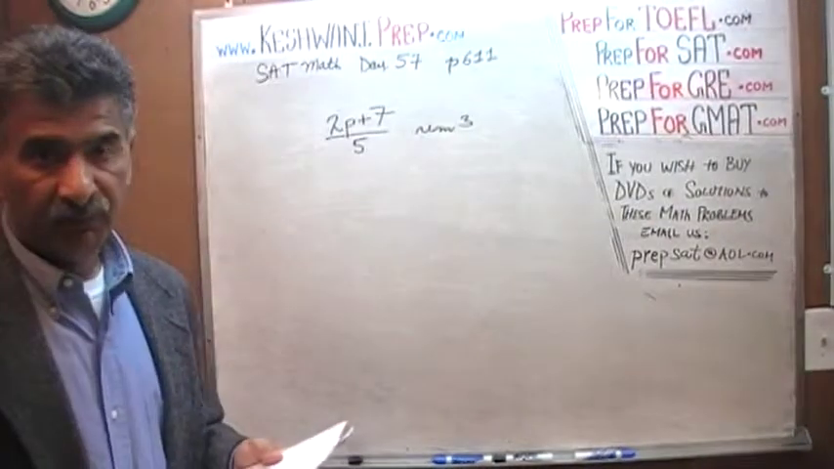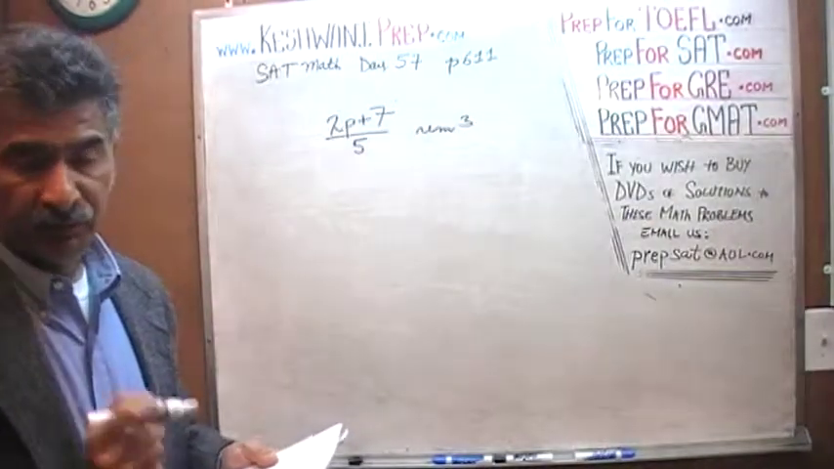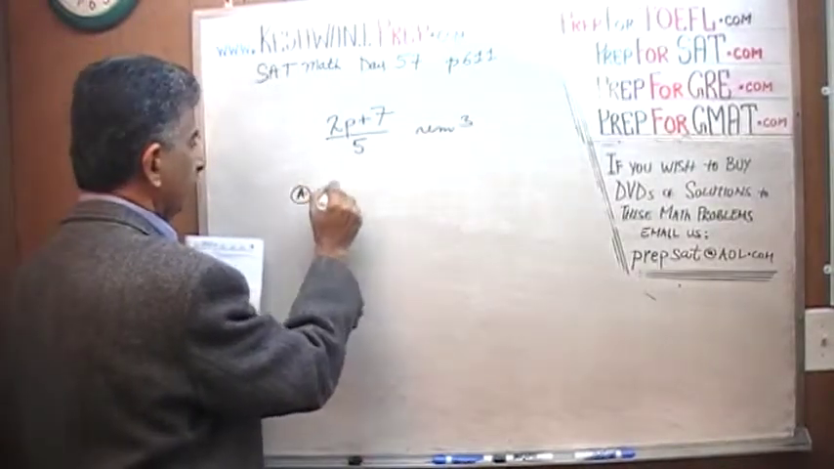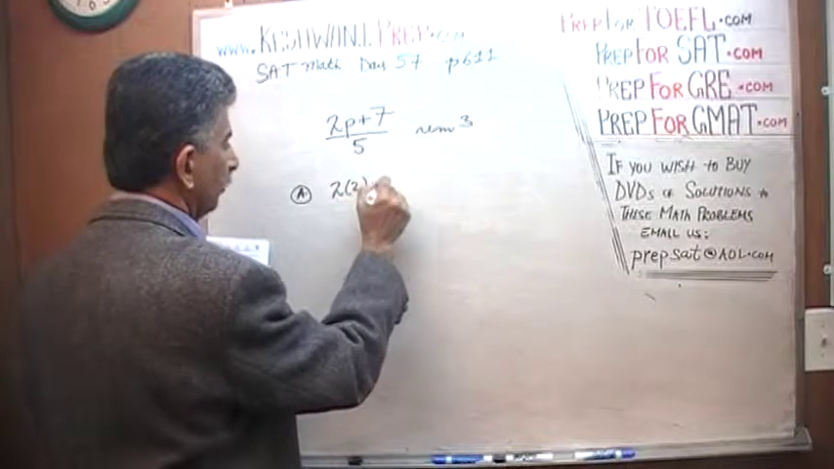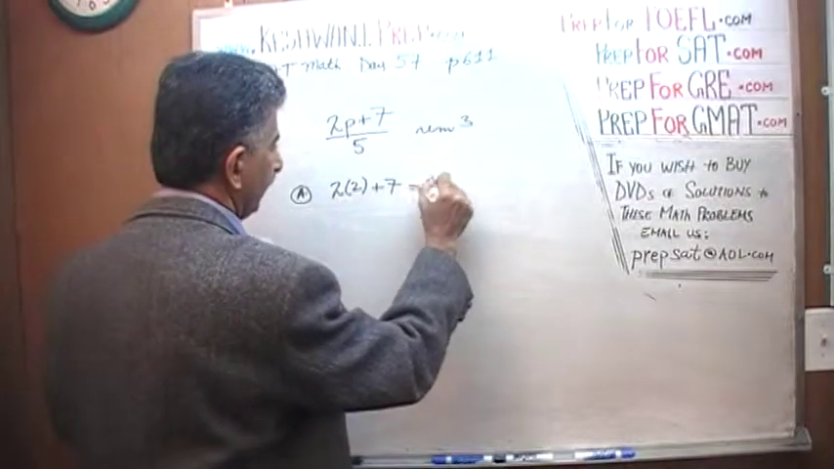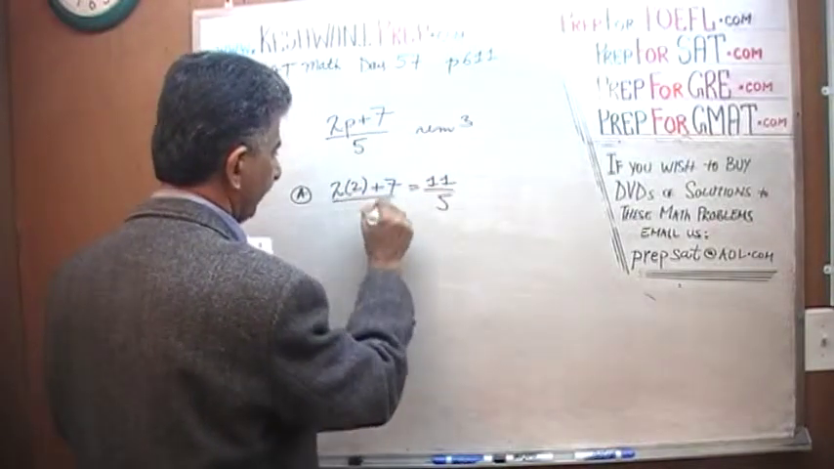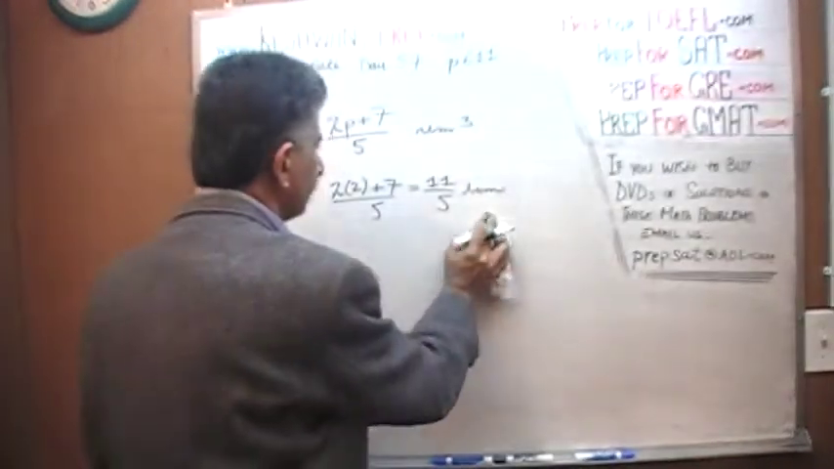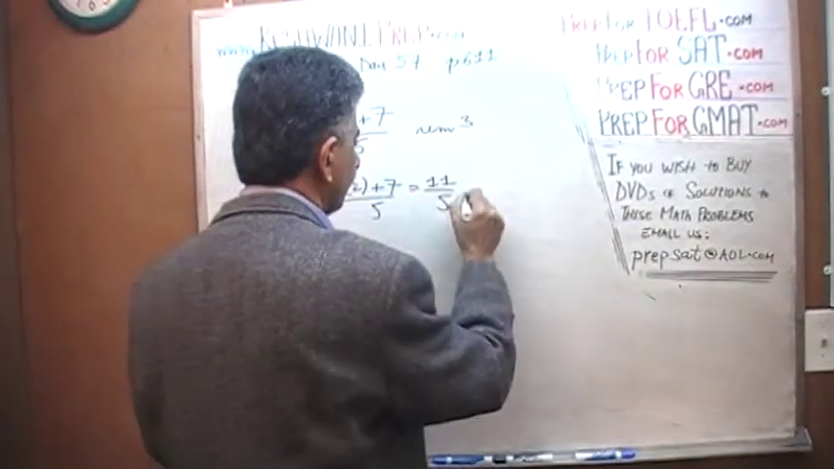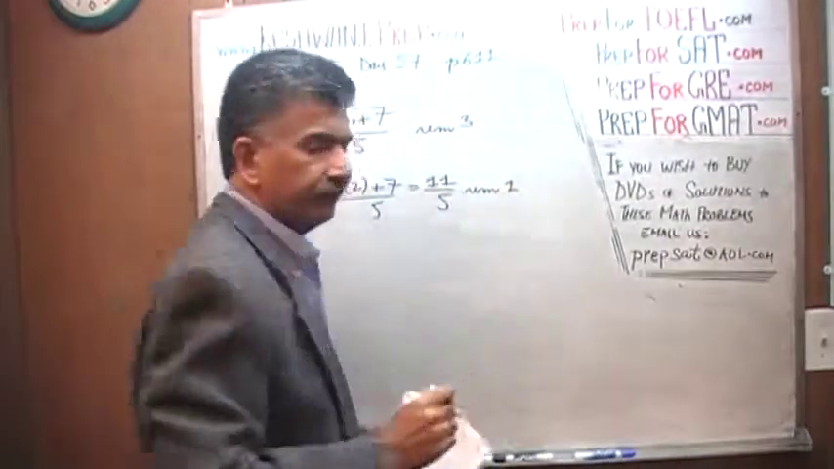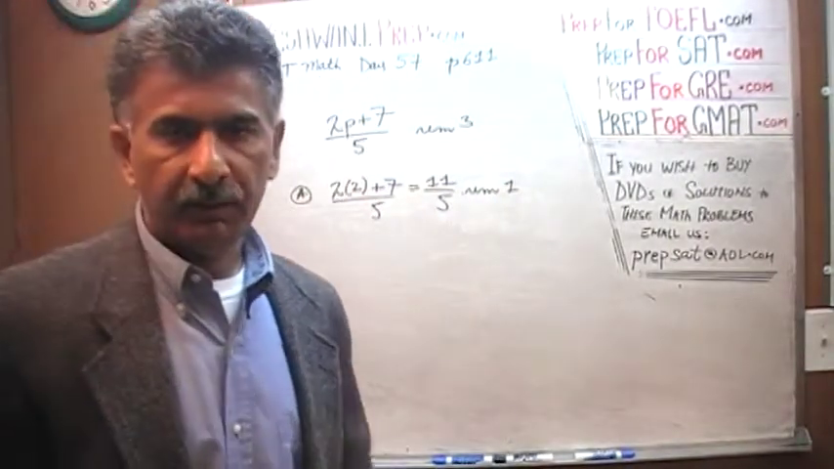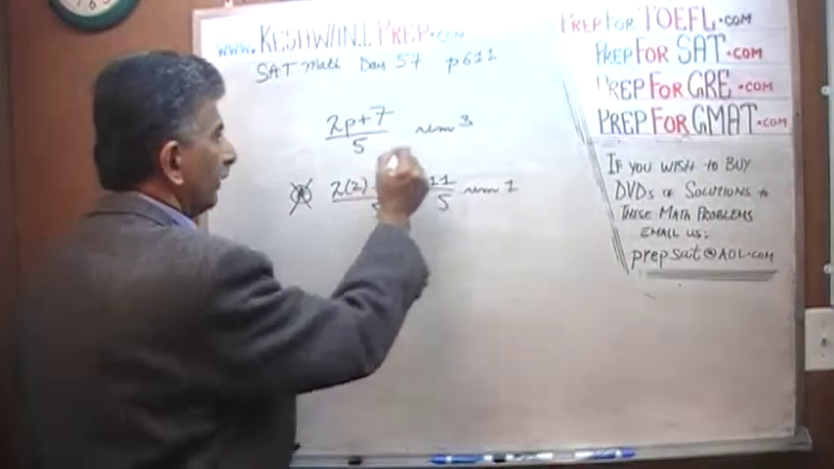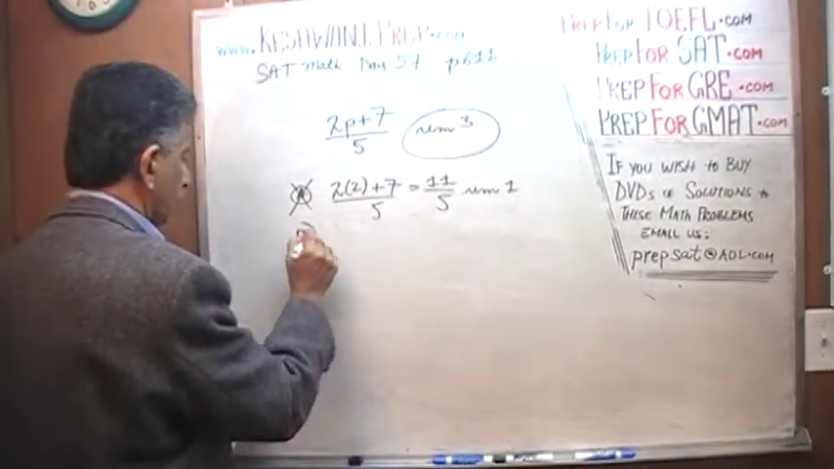Question simply is, what's the value of p? Well, the easiest and simplest way is to just do it out and see what happens. If p happens to be 2, which is answer choice A, 2 times 2 plus 7 is 11, 11 divided by 5, we'll have a remainder of 1, because 10 divided by 5 is 2, and then we'll have a remainder of 1. So that doesn't work. We're looking for a remainder of 3.